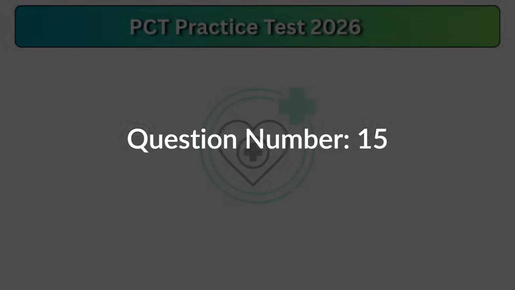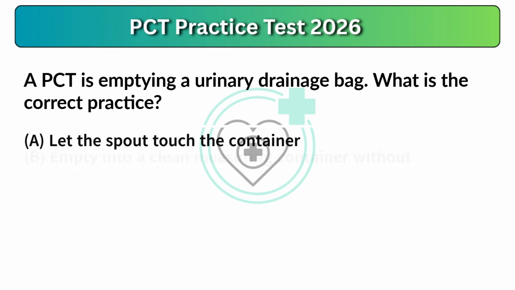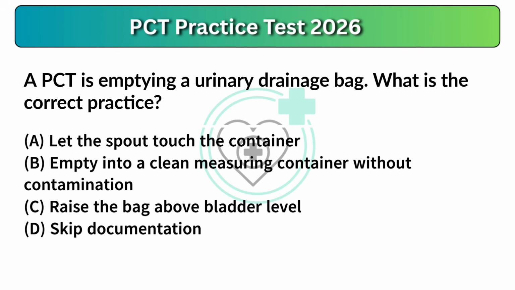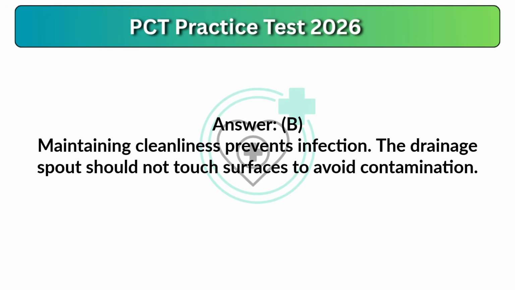Question number 15. A PCT is emptying a urinary drainage bag. What is the correct practice? A. Let the spout touch the container. B. Empty into a clean measuring container without contamination. C. Raise the bag above bladder level. D. Skip documentation. Answer B. Maintaining cleanliness prevents infection. The drainage spout should not touch surfaces to avoid contamination.